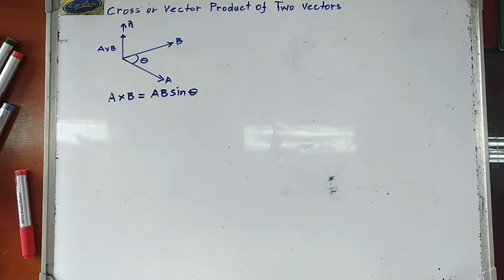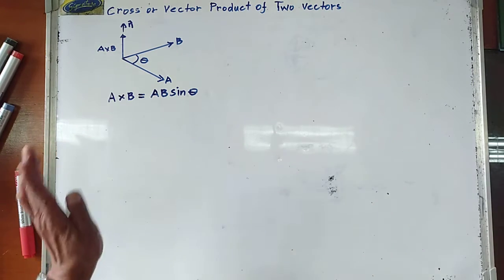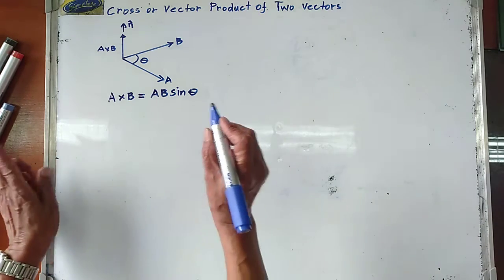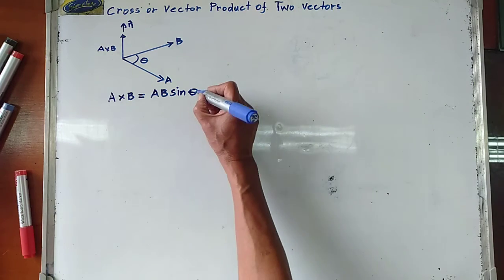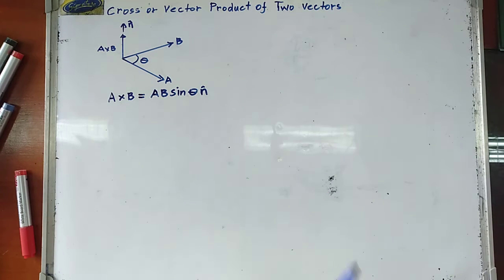Now, take note that the result of the cross product of two vectors is another vector, in the direction of the right-hand rule. So your AB sine theta, to make this a vector, let us multiply this by a unit vector, small n.